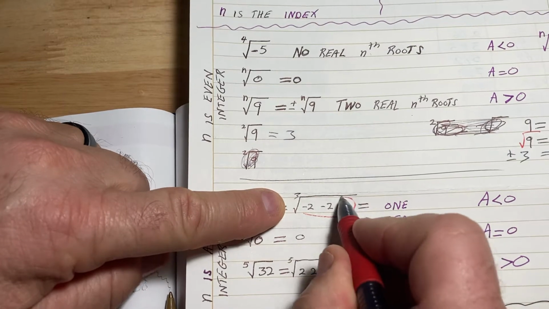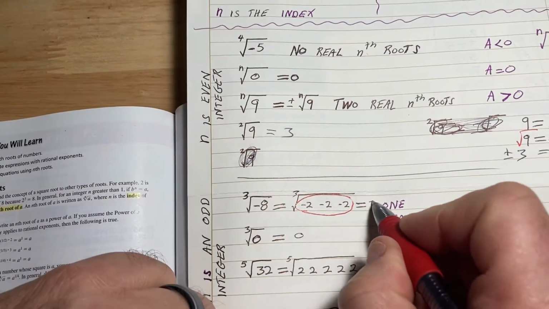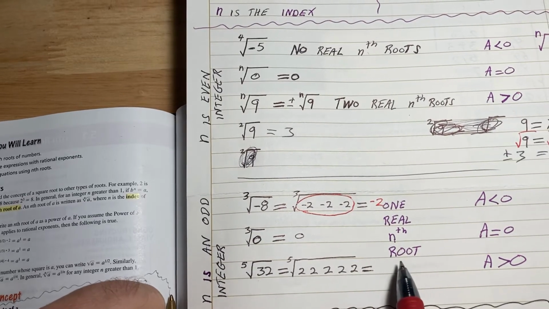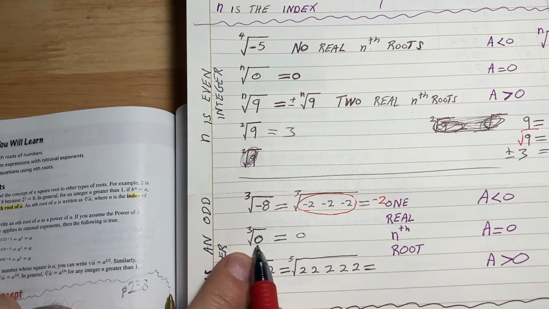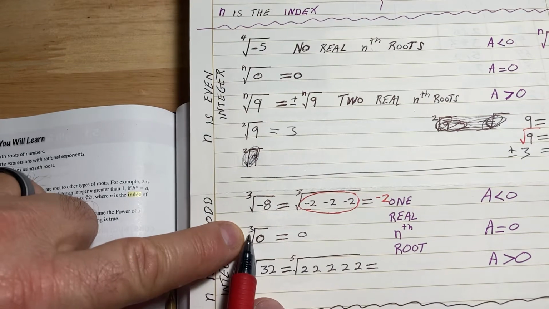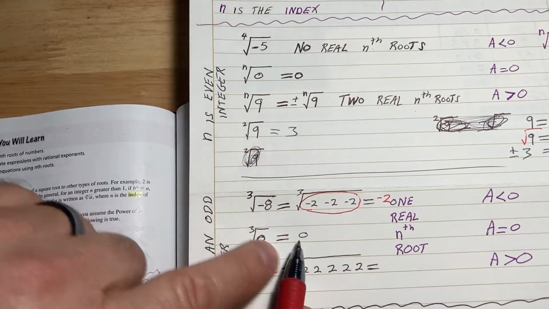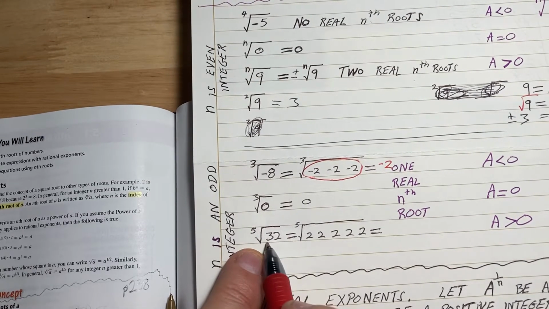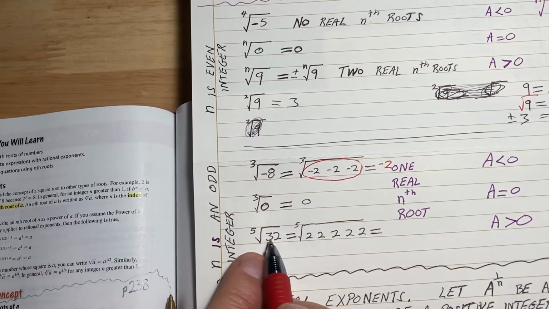That right there is an identical triple, and the answer is going to be -2. You only get one real answer, one real nth root. In this case, it doesn't matter if this is an odd or even integer, that will always be 0. So you get one answer. In this case, the fifth root of 32.